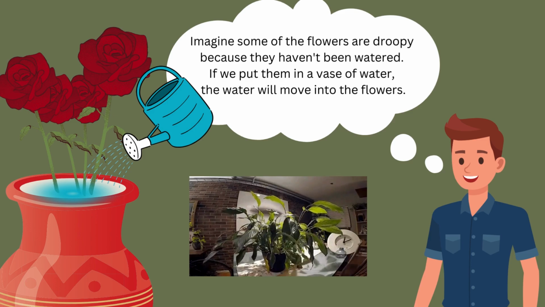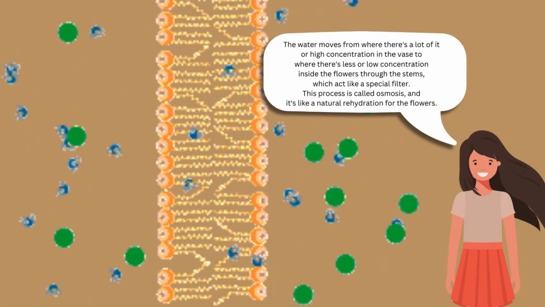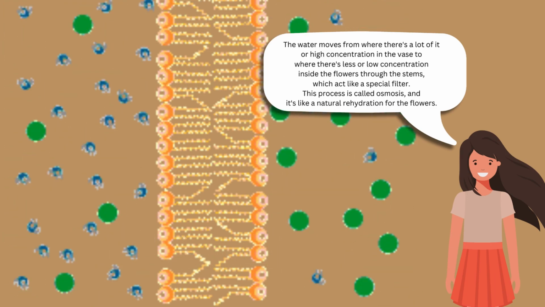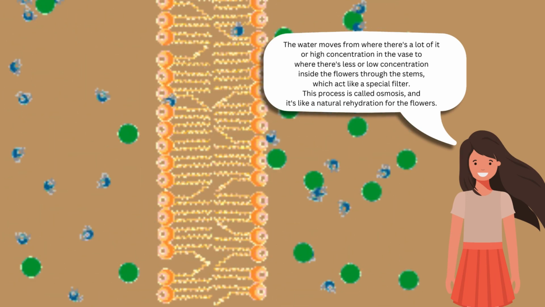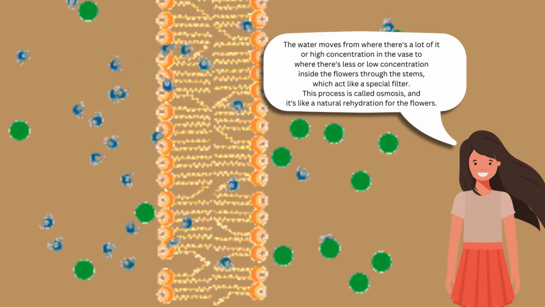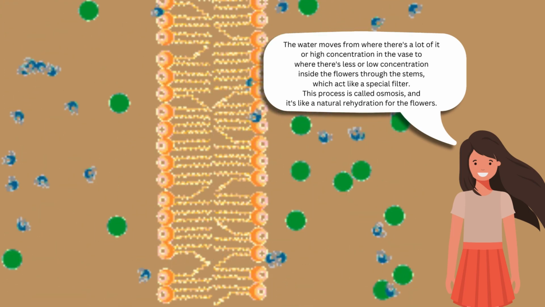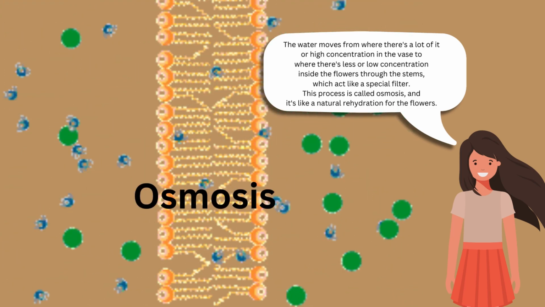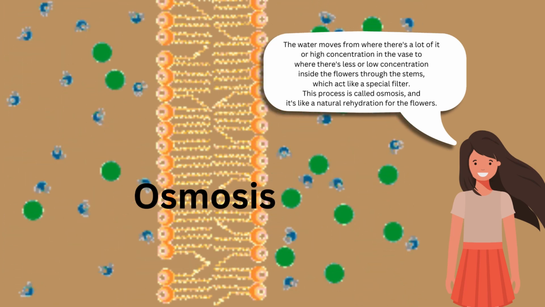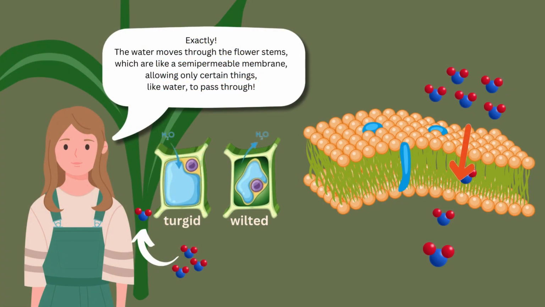Sarah added, "The water moves from where there's a lot of it, or high concentration, in the vase to where there's less, or low concentration, inside the flowers through the stems, which act like a special filter. This process is called osmosis, and it's like a natural rehydration for the flowers." "Exactly," Lena exclaimed. "The water moves through the flower stems, which are like a semi-permeable membrane, allowing only certain things, like water, to pass through."